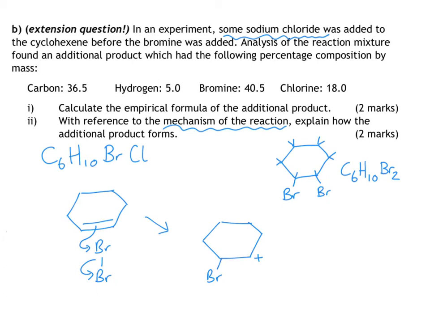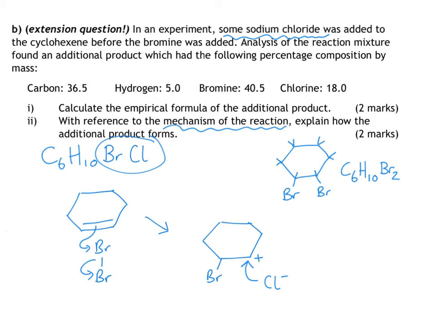And so normally in the previous mechanism we would draw the Br- ion produced in the first step as then attaching and forming the dibromo, and now we're trying to explain how the one with bromine and chlorine attached forms. So instead of the bromide ion attaching, it's the chloride ions which are already present from sodium chloride. So actually drawing this out, basically you've answered it.